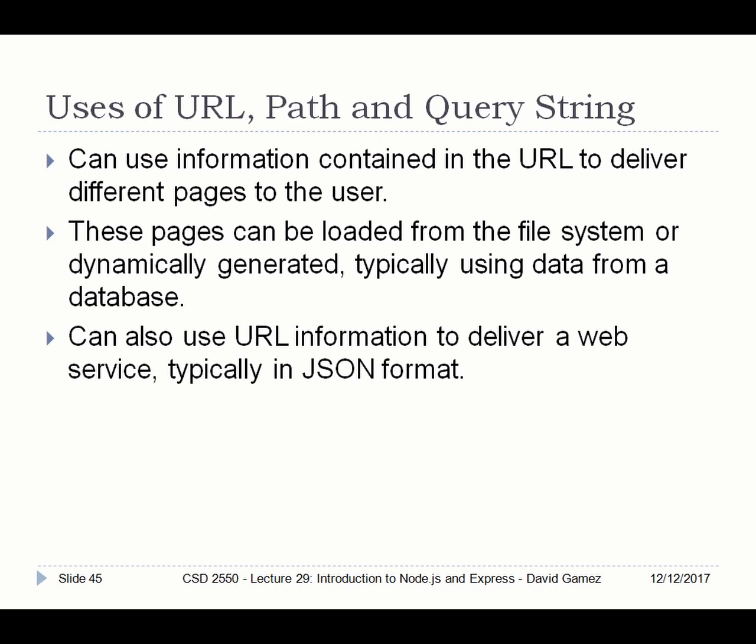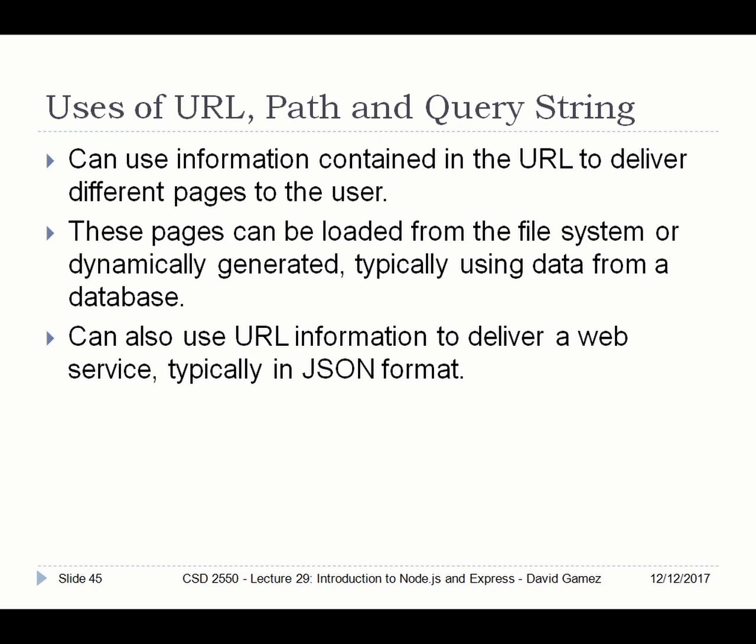So this URL, path, and query string information can be very useful for delivering different pages to the user. Now, as explained, we can load these pages from the file system. So the path in this case could correspond to folders on the server's file system, or we can just use that data to dynamically generate different bits of data or control what we're sending back to the user. Or using data from a database, for example, as well.